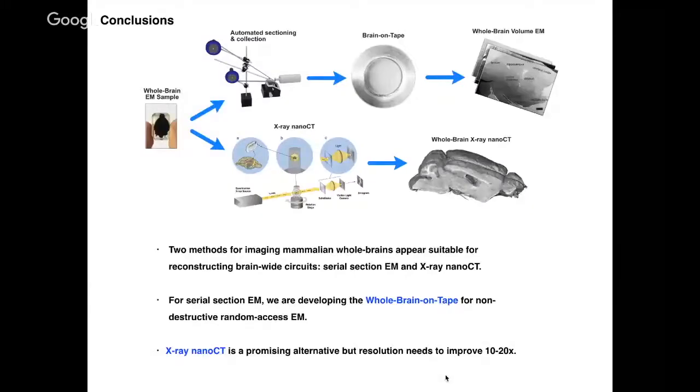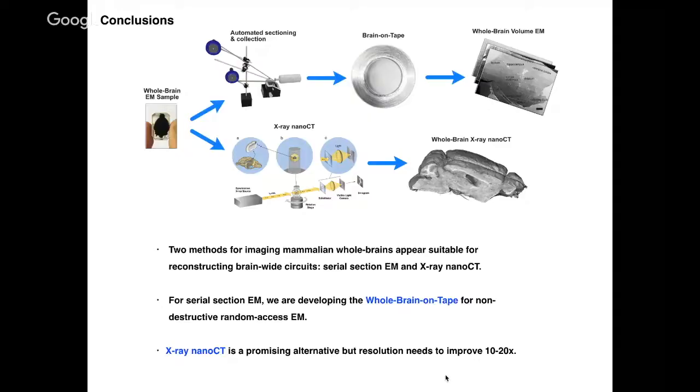So I would like to conclude by saying that there are two methods that I presented that appear suitable for reconstructing brain-wide circuits: serial section EM and X-ray nano-CT. For the serial section EM, we've been developing the whole brain on tape for non-destructive random access EM, and X-ray nano-CT is a promising alternative, but resolution needs to improve by 10 to 20x before synapse resolution, before synapse level circuit reconstructions are possible.